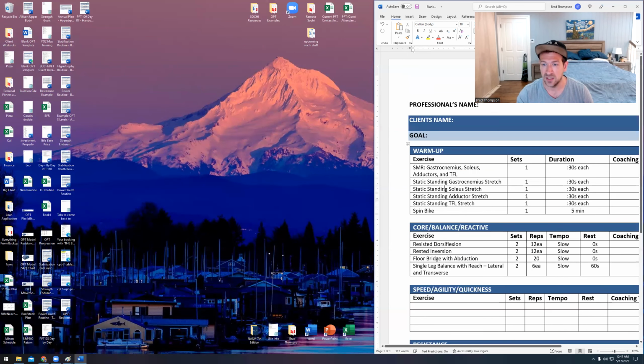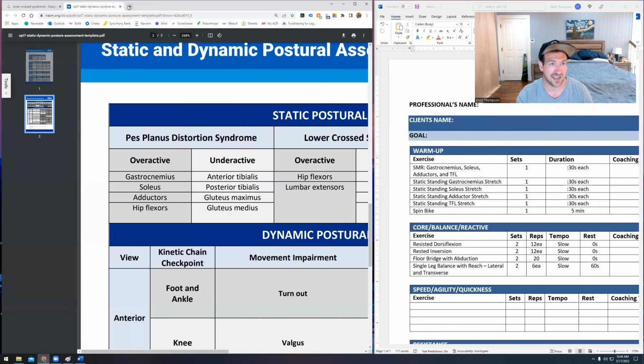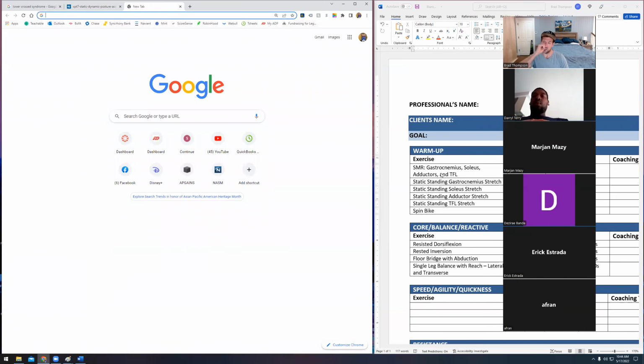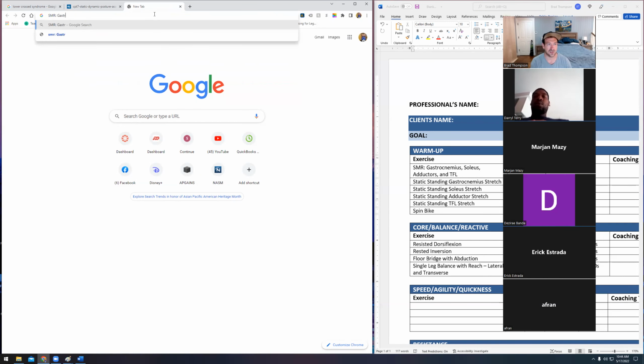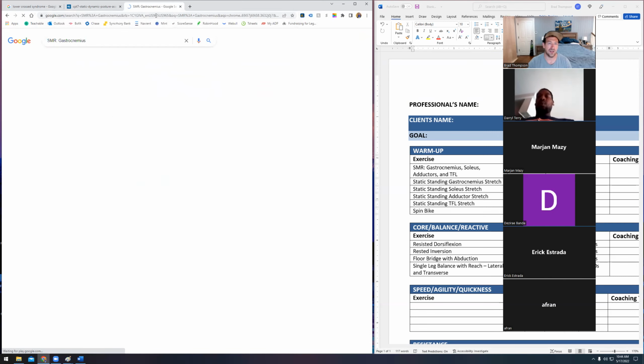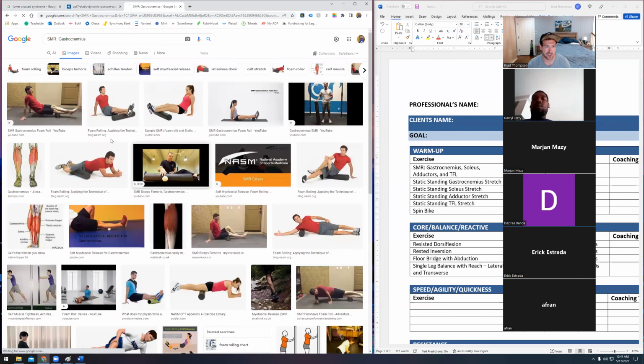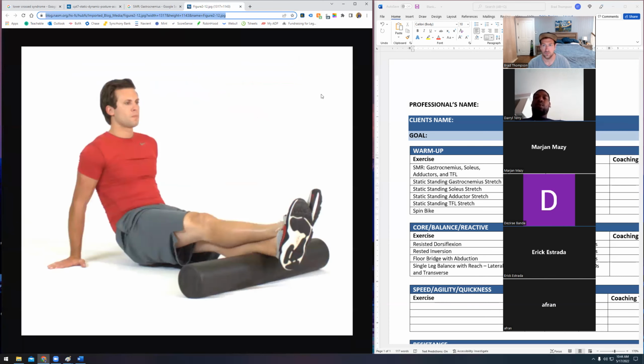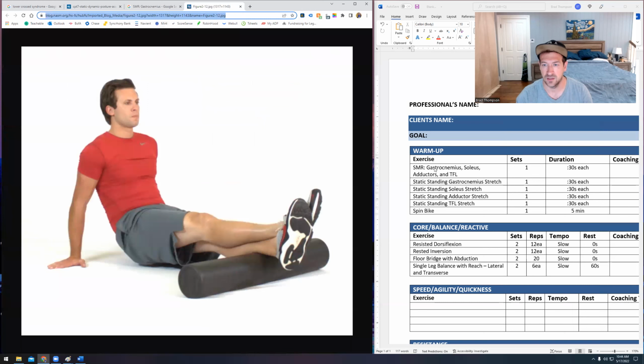This will be the first one. And then I will have a copy of this for you guys. When I email this to you tonight, I need to replace the version that's up on Canvas now with the new versions. I'm going to go SMR gastrocnemius, and it will have links to these images. So it'll look like this, and that way you guys can see this routine.